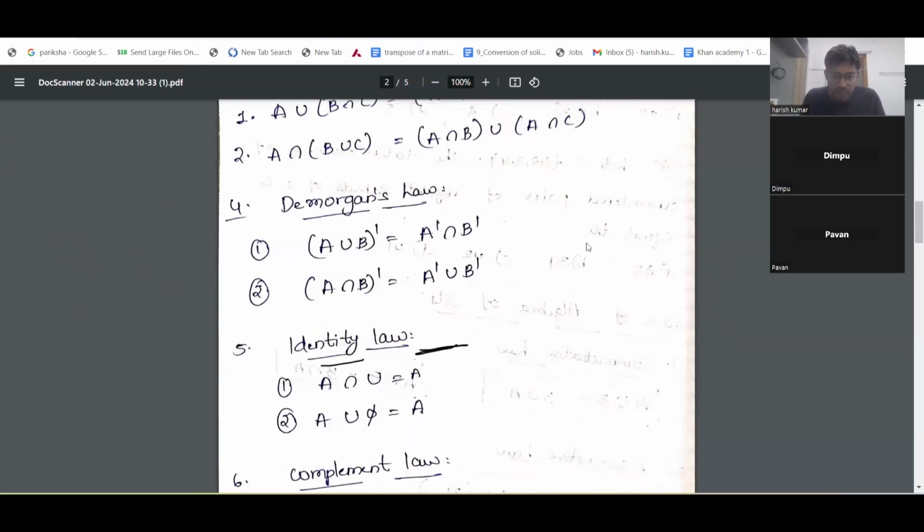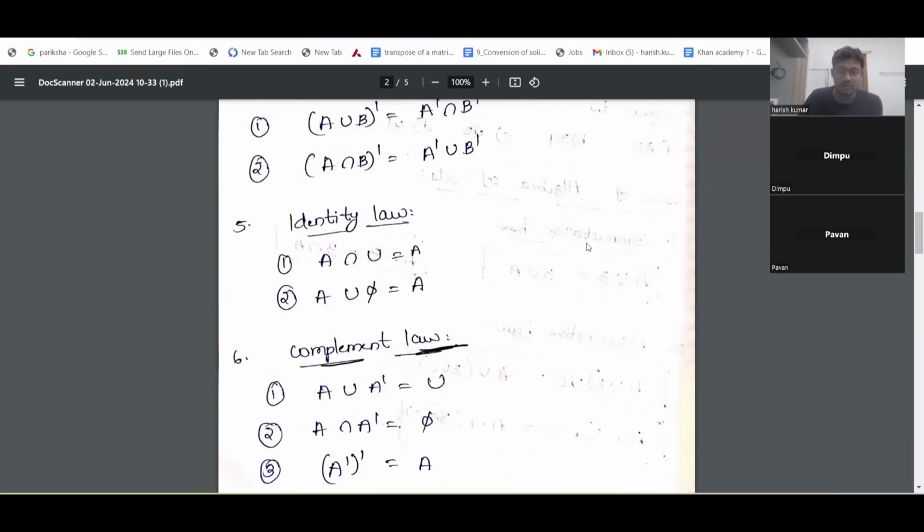All right, next we have something called identity laws. So what are identity laws? A intersection universal set. The universal set is a set containing all the sets. So this is my universal set and this is my set A. Now what is the intersection between these two? Whatever is the smaller one will be the intersection. What will be the common part between these two? The smaller one only. So therefore A intersection universal set is A.